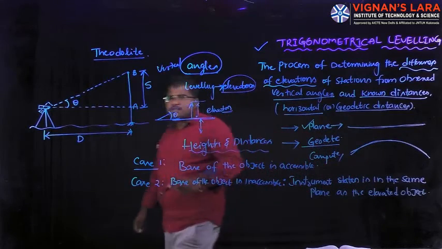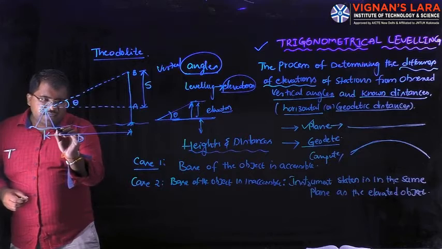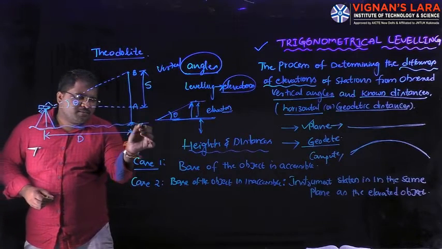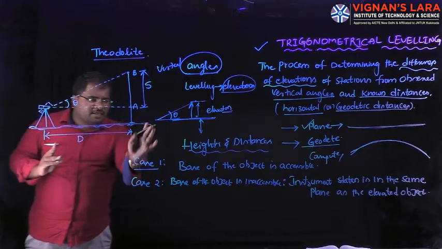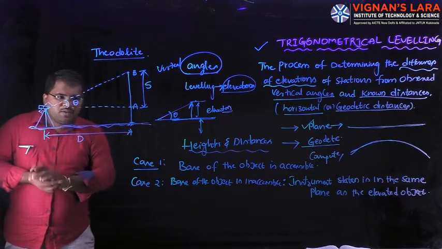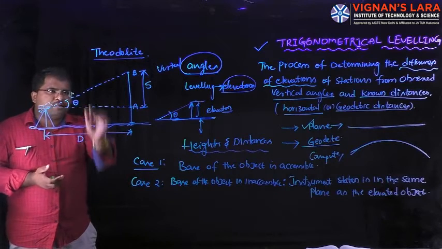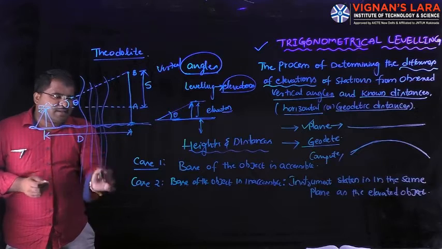Okay, that means this is the plane where both the instrument as well as the object are located. This is the same plane. Are you understanding? This is the same plane where both the instrument and the object are, but we are not going to access it. That means in between we have a river.